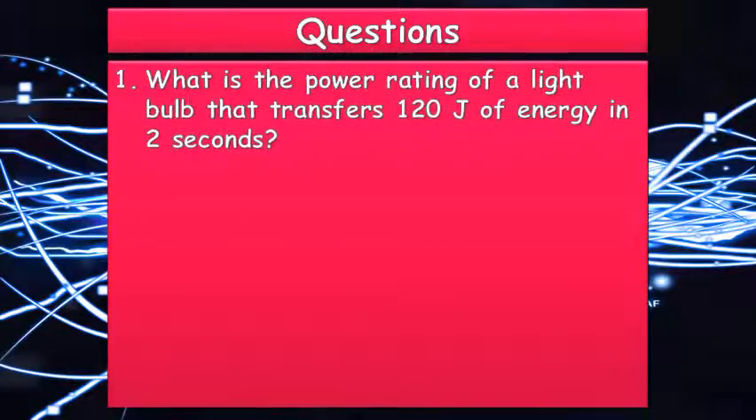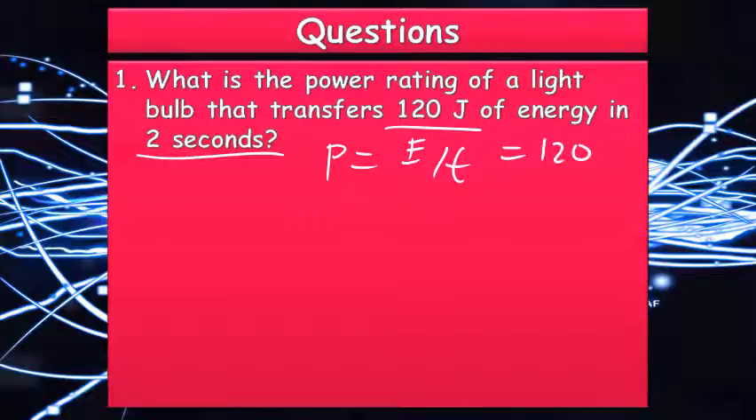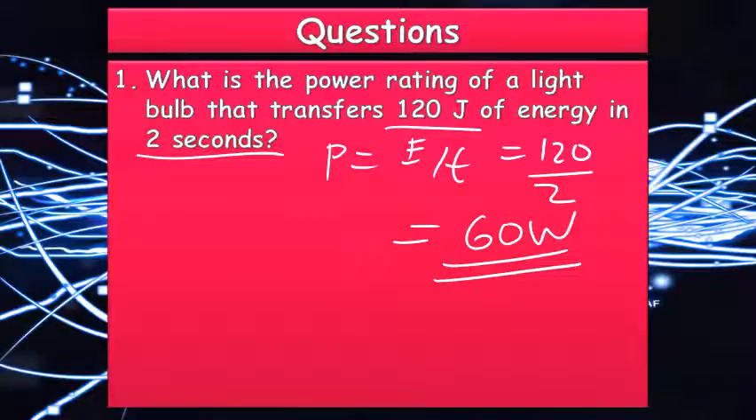So here are some questions. What is the power rating of a light bulb that transfers 120 joules of energy in 2 seconds? Okay, looking through this, we've got energy and time. Power equals energy divided by time, which equals 120 divided by 2, which equals 60 watts. That's the answer for that one.